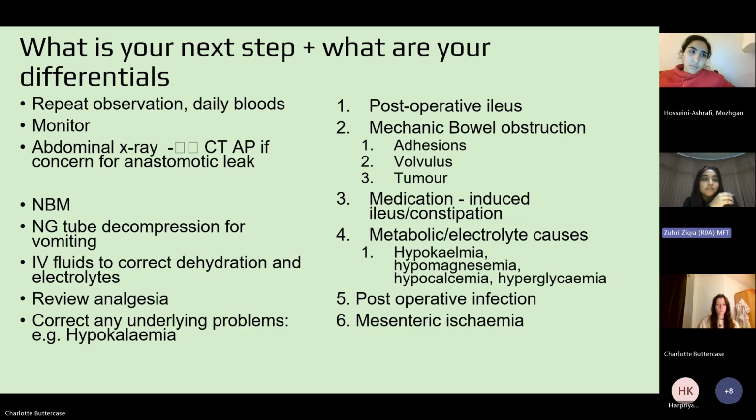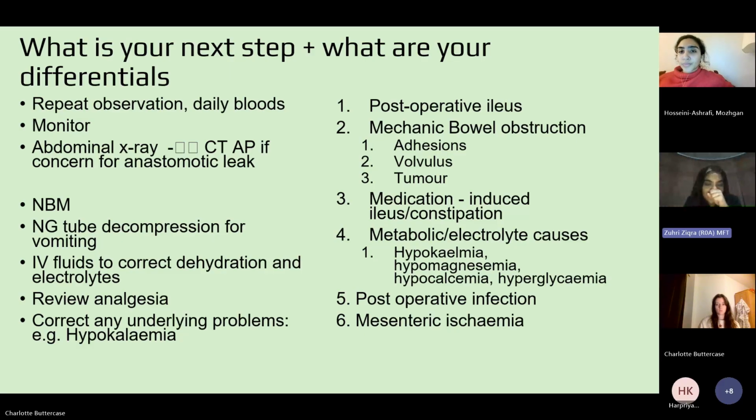Management-wise, sorry guys, I'm running through this just because of time. Keep them nil by mouth. You need an NG tube and IV fluids. We've got some hyperkalemia there, so you're going to have to correct that as well. Review the analgesia if they're in pain. And your differentials, which a lot of you have mentioned, well done, are post-op ileus and mechanical bowel obstruction, secondary to any of those.